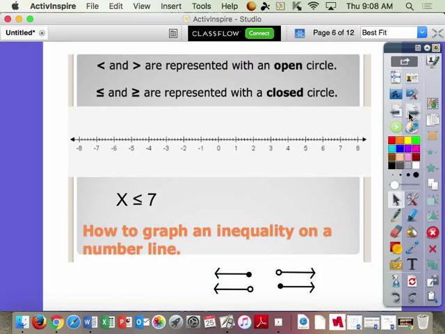All right, next one. We have x is less than or equal to 7. What do you want to start with? Let's start with the type of circle. Which of these four does it look like? Well, it looks like this one. So what kind of circle is that? Closed. Okay, so it's one of these two. Is it a smaller number than 7 or a bigger number than 7? Well, it's a smaller number than 7.